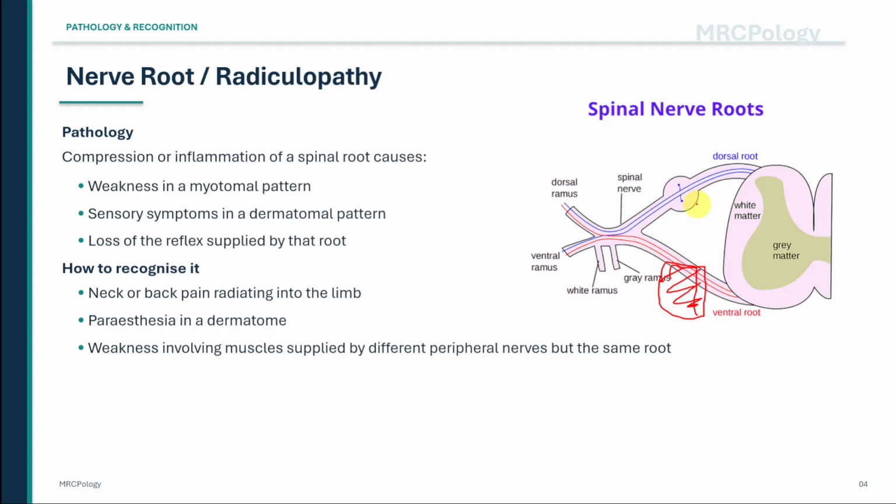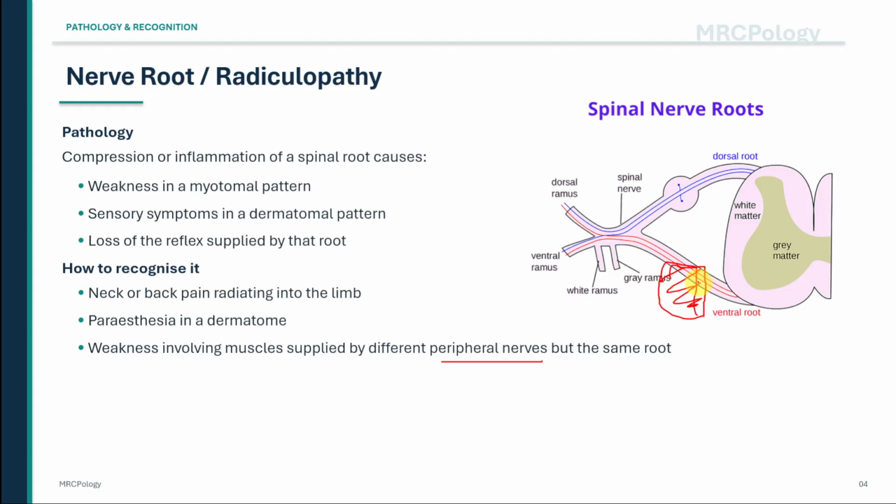The patient may describe neck or back pain radiating into the limb. Paresthesia, numbness, or pain follows a dermatome. The weakness affects muscles supplied by different peripheral nerves, but those muscles share the same nerve root. This is the key localization clue.